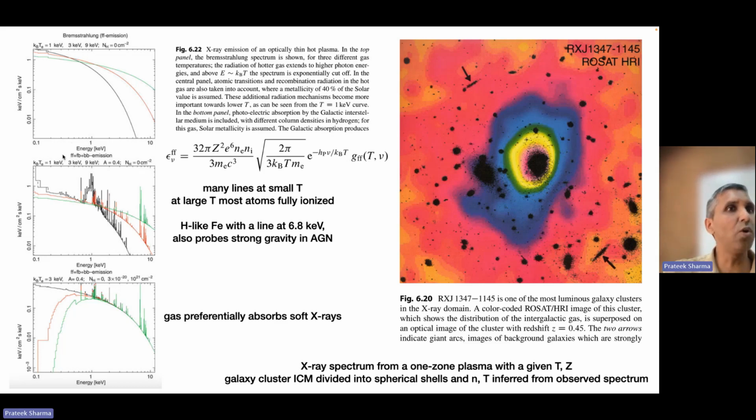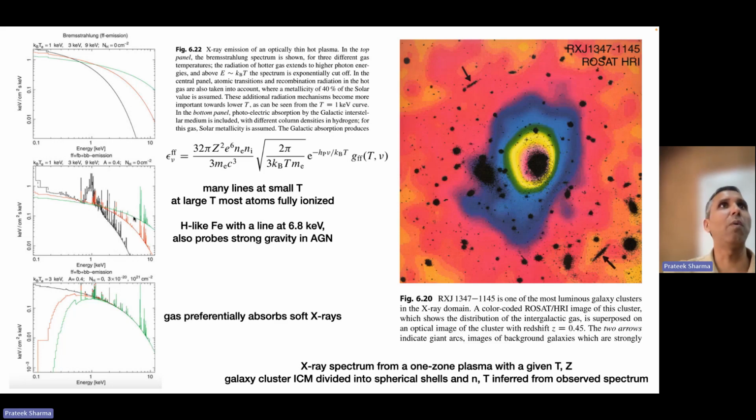So if you are at low temperatures, the black line is what you get. You see the background, there is a continuum, which is more or less like this one. But on top of that, you have these lines and other features like edges, which are embedded on top of that. And as you increase the temperature, as you go from 1 keV to 3 keV to 9 keV, a lot of these lines disappear.